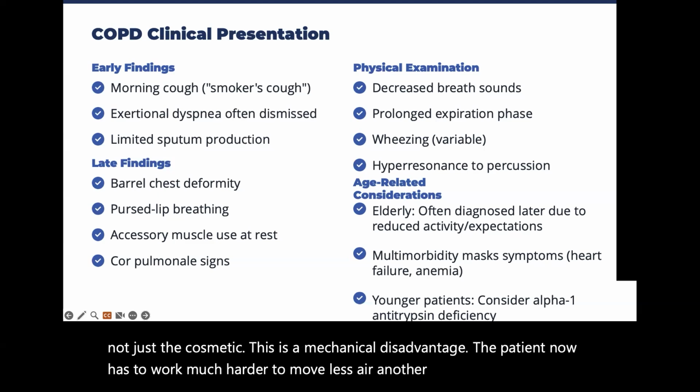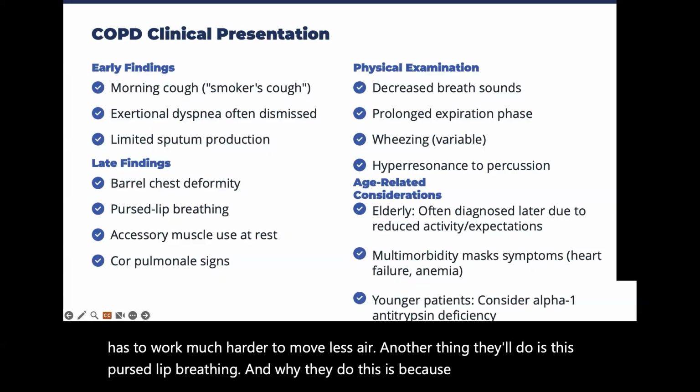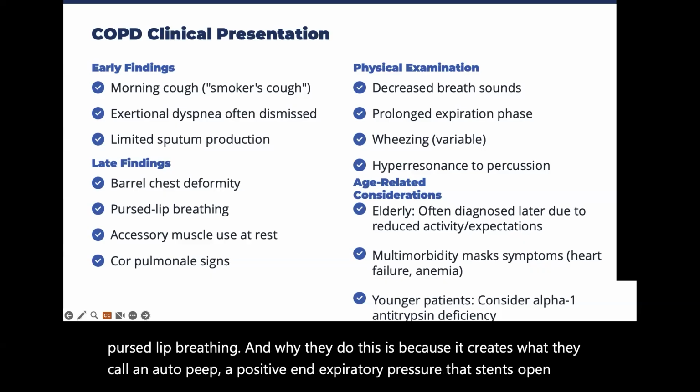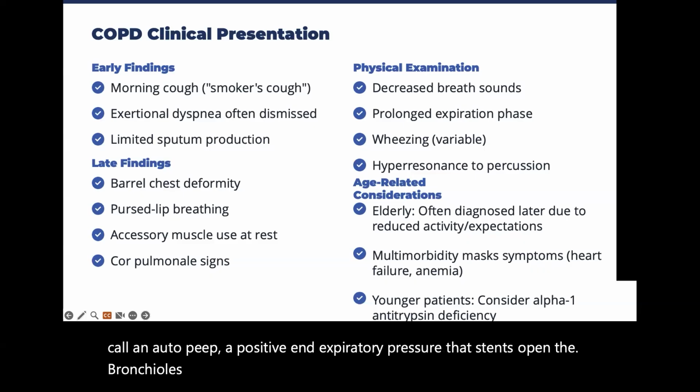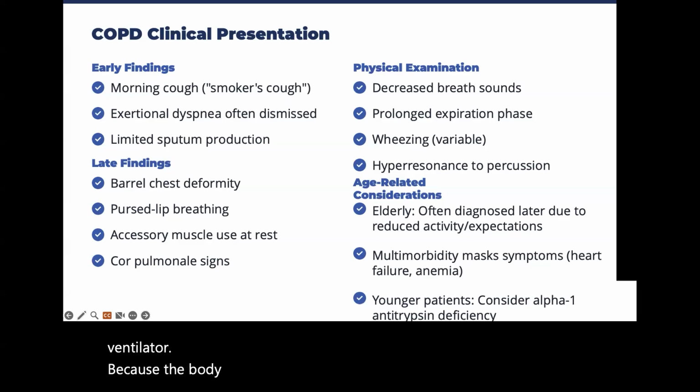Another thing they'll do is pursed lip breathing. Why they do this is because it creates what's called auto-PEEP, a positive end-expiratory pressure that stents open the collapsing bronchioles during exhalation. It's almost an instinctive thing they do. Nobody teaches them how to do it. The body kind of invents its own ventilator, because the body is trying to survive.